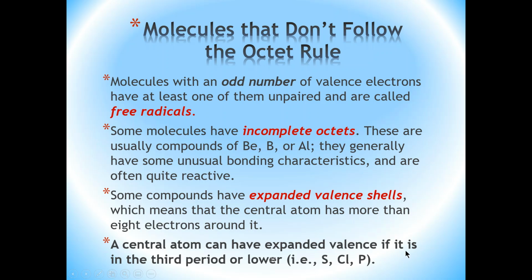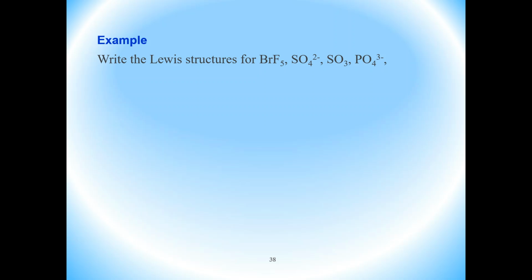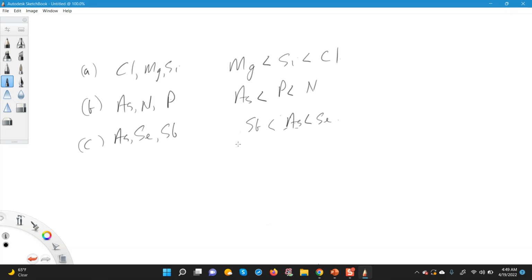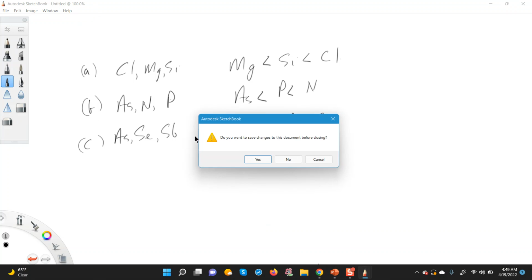So these are some things you have to consider when it comes to molecules where the atoms do not follow the octet rule. The best way to demonstrate this is to go straight into some examples. We have this question here, which gives you some formulas, and they're asking you to determine the Lewis structures. The first one I'm going to deal with is BrF5, bromine pentafluoride. So let's look at BrF5.